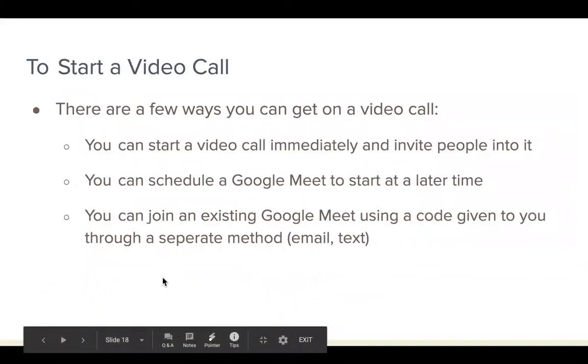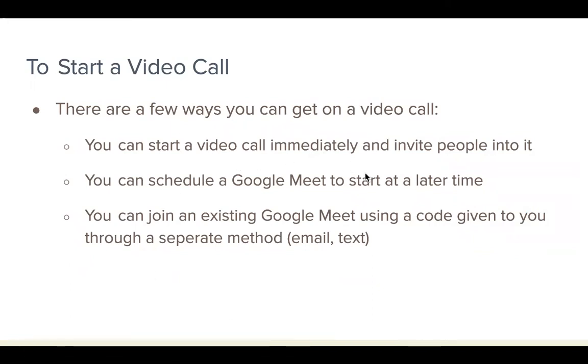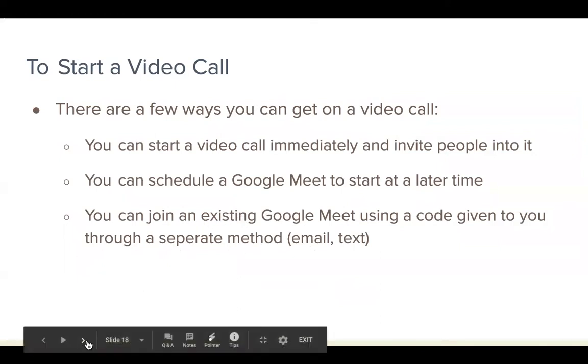So there are a few different ways you can get on a video call using Google Meet. You can start a call immediately and invite people onto that call. You can schedule a Google Meet to start at a later time, or you can join an existing Google Meet using a code that has been given to you in a separate method. So somebody may have emailed you or texted you a code to get onto a Google Meet.